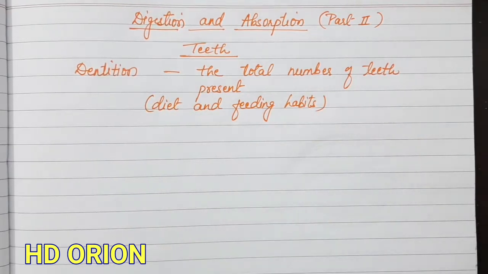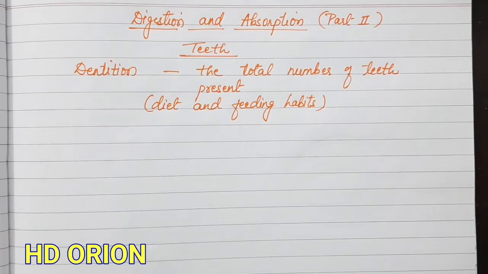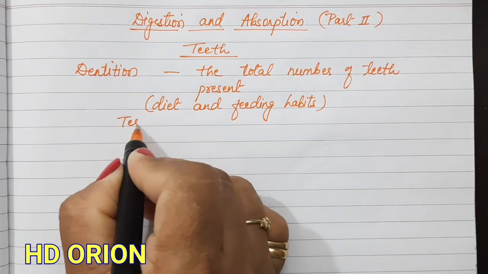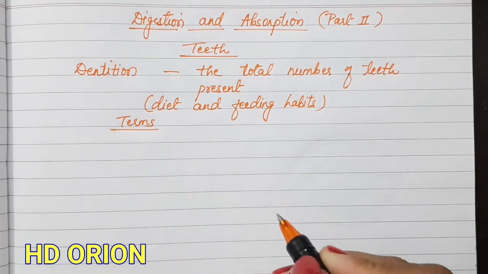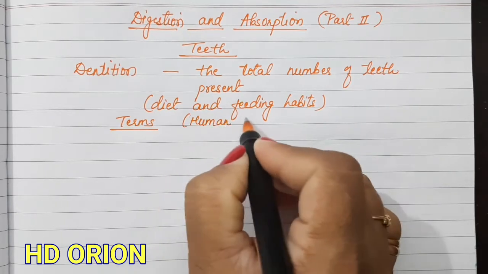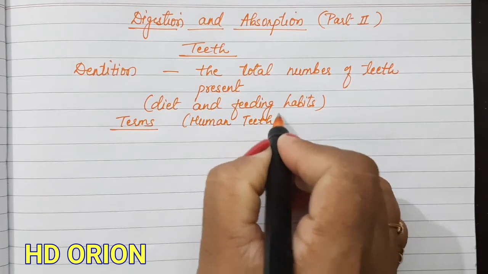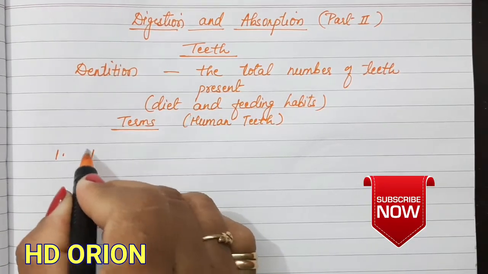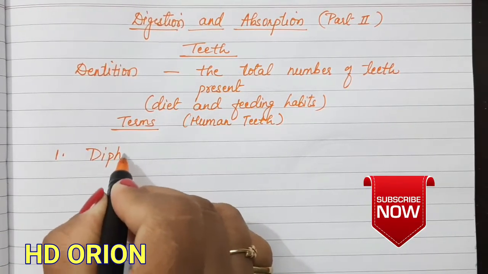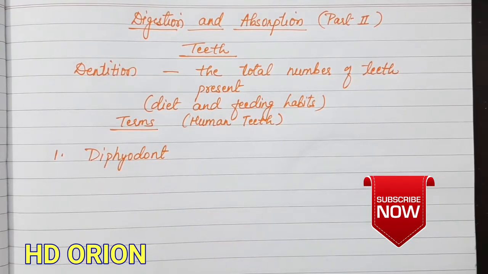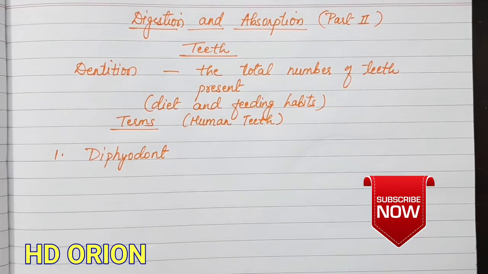Let us see the characteristics of the human teeth. There are certain terms that we are going to discuss that describe the human teeth. Let us see the first one. The human teeth is Diphyodont. This tells the number of successive sets of teeth that the organism has.